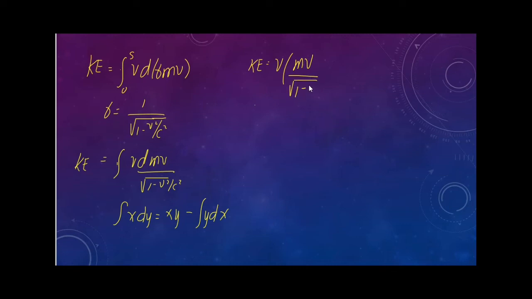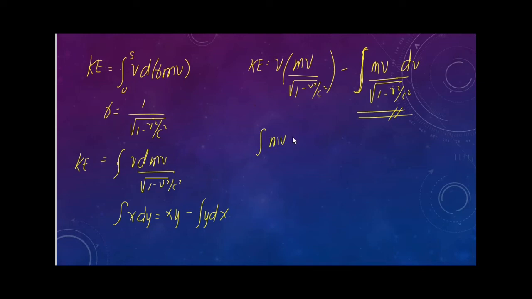Okay, so let's continue with our derivation. We now have kinetic energy equals the integral of v, then derivative of gamma mv. Our limit is from 0 to s. Let us recall also that gamma is equivalent to 1 over square root of 1 minus v squared over c squared. So gamma is not a constant. Kinetic energy now is an integral of v, then the derivative of mv over square root of 1 minus v squared over c squared. So we cannot just simply factor out gamma because it's also a function of velocity.